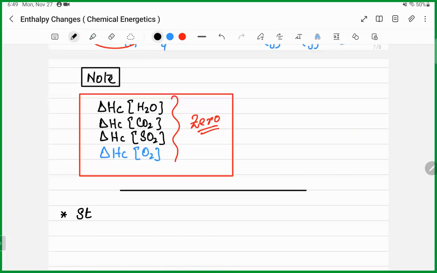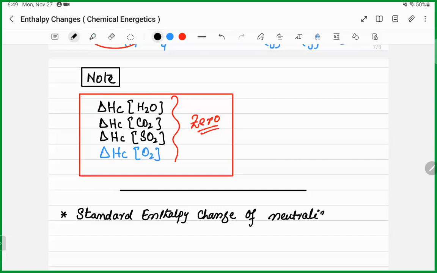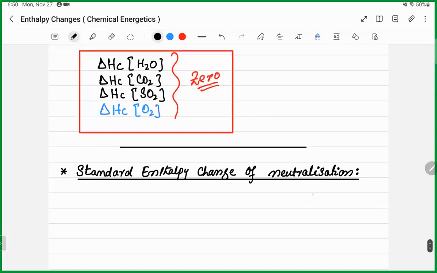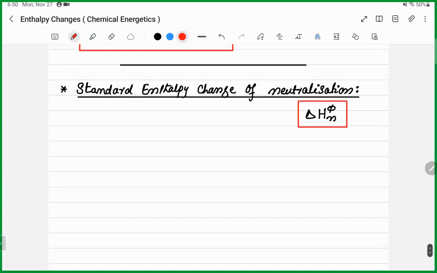2020 I think there were lots of definitions, but now there are very few definitions in our syllabus, which is the standard enthalpy change of neutralization. Standard enthalpy change of neutralization, delta H standard N, standard enthalpy change of neutralization.